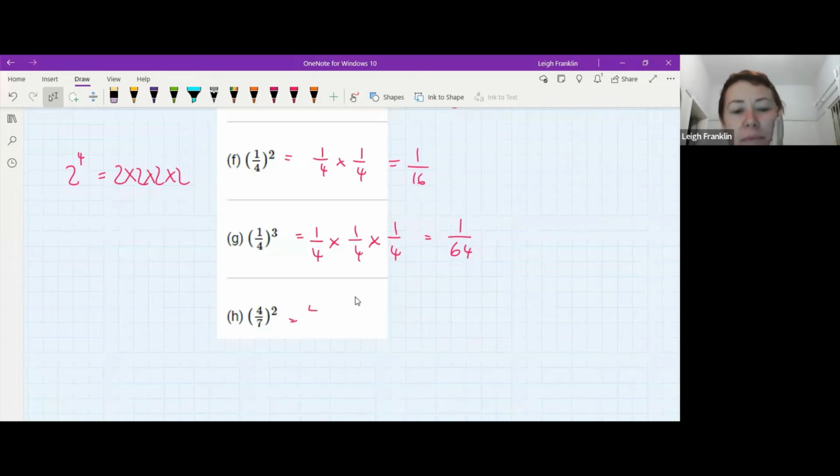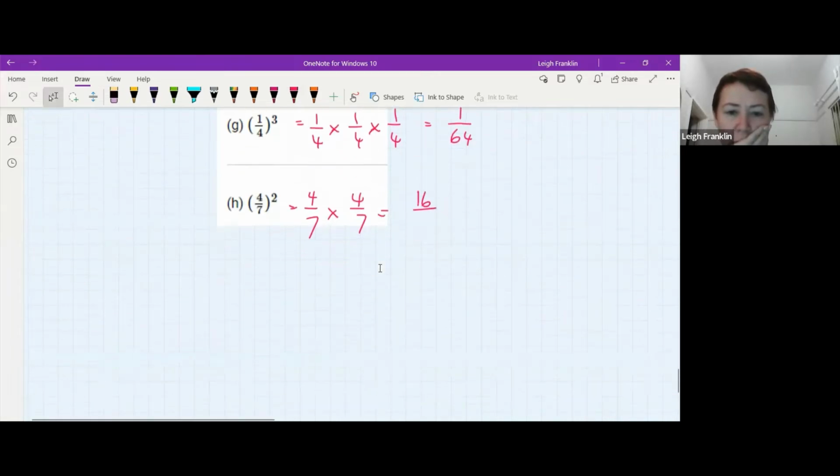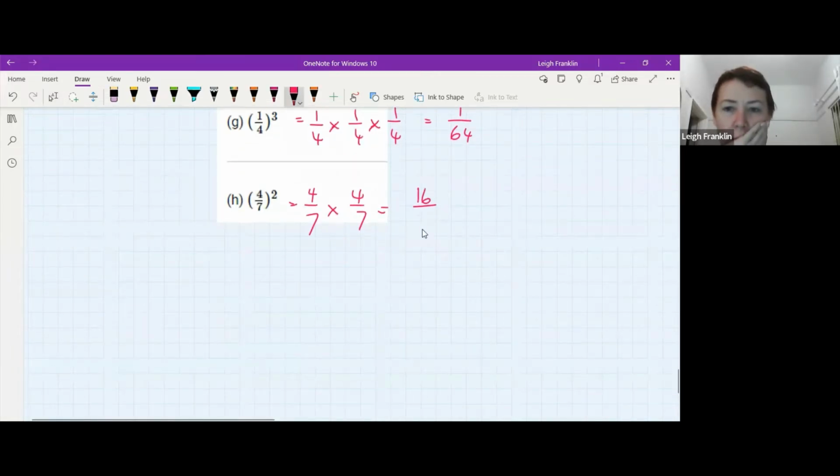4/7 times 4/7. Lovely. And you would end up with what? 12 over... Are you sure it's 12, Inati? 16. Good. Over? 7, 14, 28, 35, 42, 49. That's it. Well done.